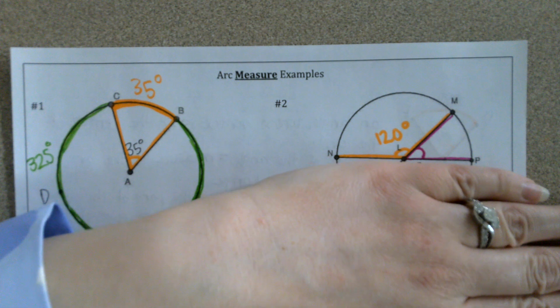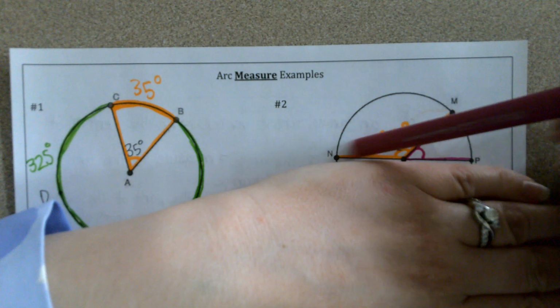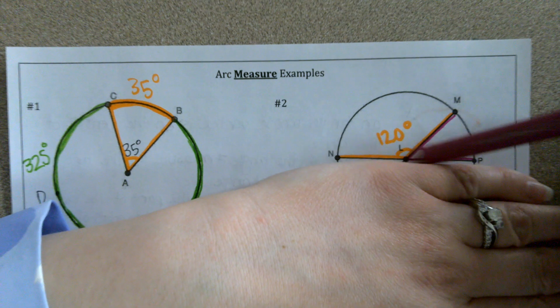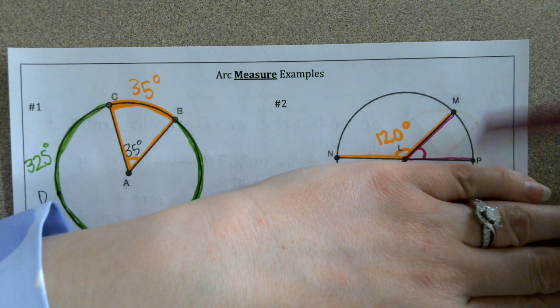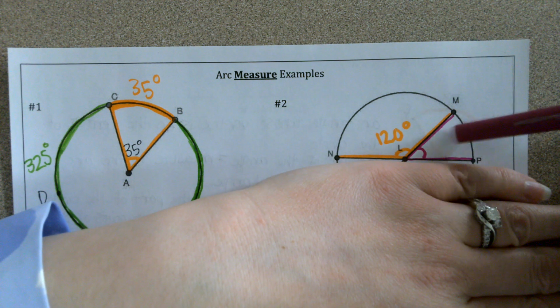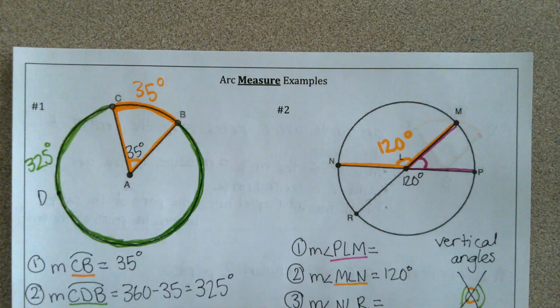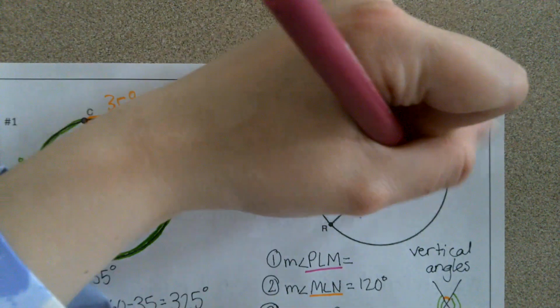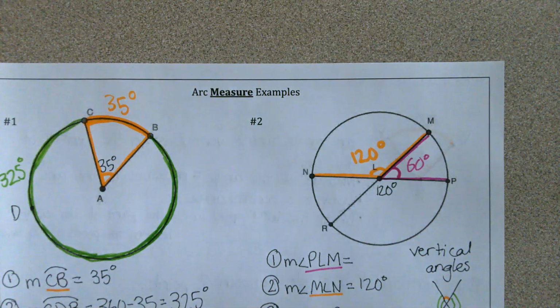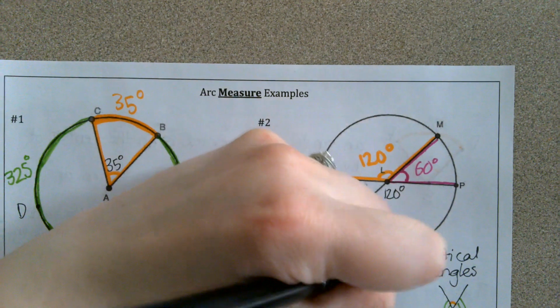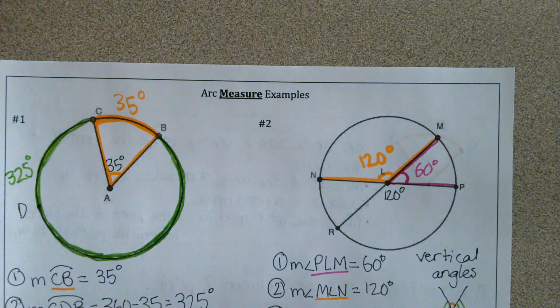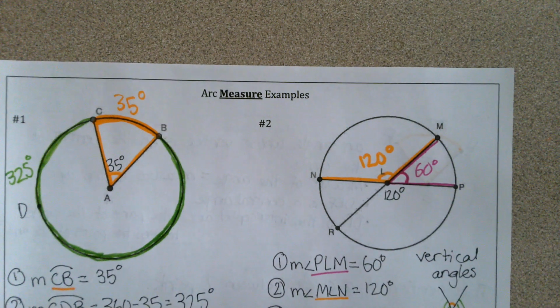Visually speaking, this makes more sense to me. So again, this is a straight angle. Since it's perfectly straight, we know it's 180 degrees. So if this is 120, this has to be 180 minus 120. When we subtract 120 from 180, we get 60. So PLM is 60 degrees. And lastly, NLR.